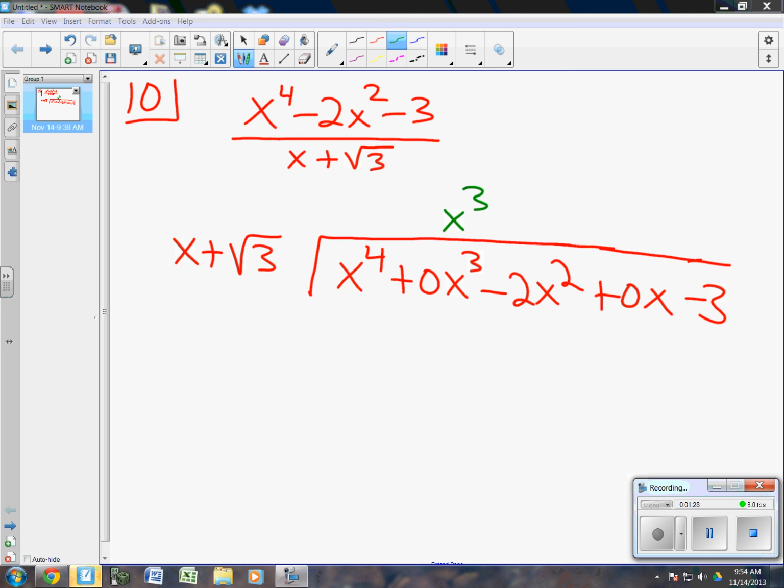X plus square root of 3. So if I times x to the 3rd by x plus square root of 3, what am I going to get? X to the 4th plus what? Remember, I got to distribute. I got to times it by both terms. So what am I going to get? Okay, root 3 times x cubed, right? But not like terms. I can't combine them now other than just writing them together.